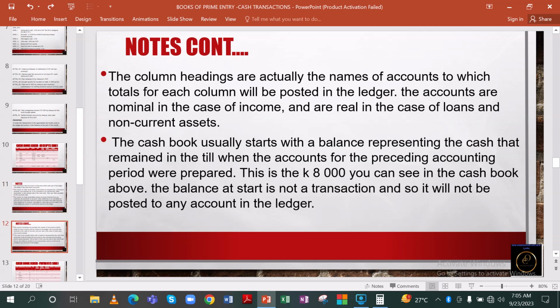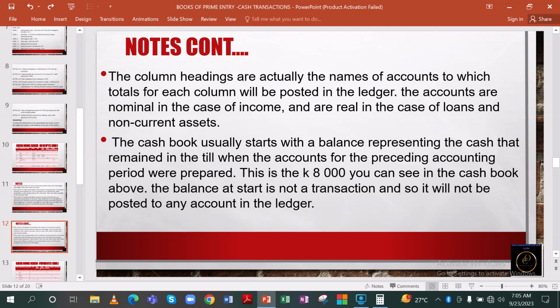twice. Okay. Then also the column headings are actually names of accounts to which totals for each column will be posted in the ledger. I've said that the accounts are in this way nominal in the case of income and real in the case of loans and non-current assets. So nominal, this relates to expenses and income.